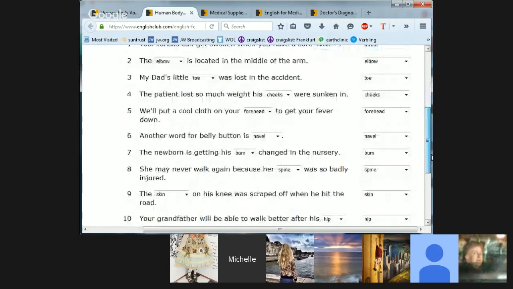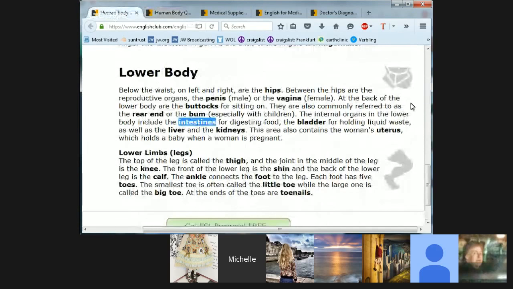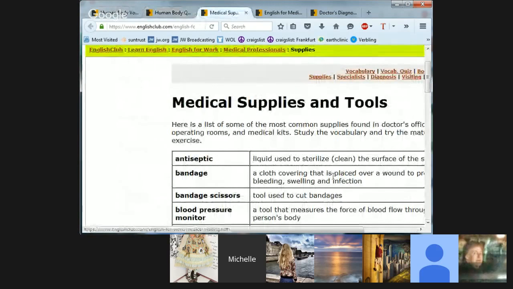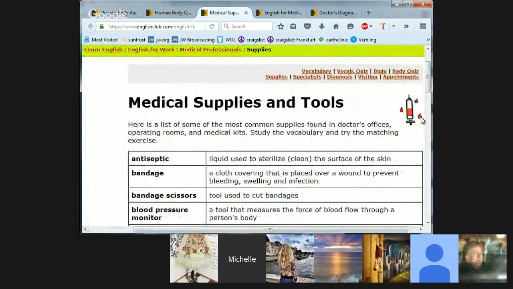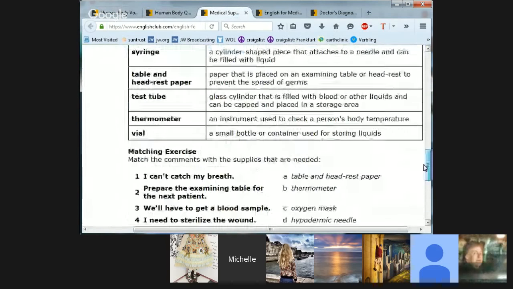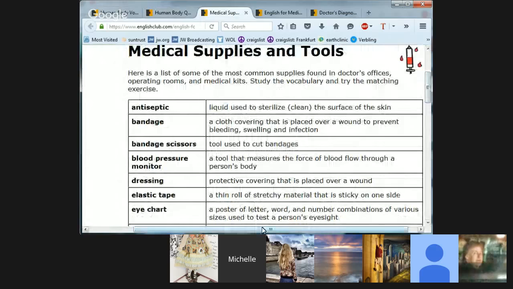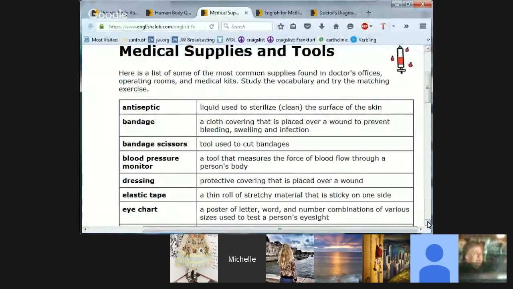Okay, so we have a pretty good understanding, I think, of the human body vocabulary, of the anatomy vocabulary. So we can talk now a little bit about medical supplies and tools. These are some vocabulary words that you would use or hear if you work in a medical field, like if you work as a nurse or a medical assistant, or if you happen to be going to the doctor. These are some things that you will see or hear. So Bakri, I think I'm going to ask you to read the first two vocabulary words for us.